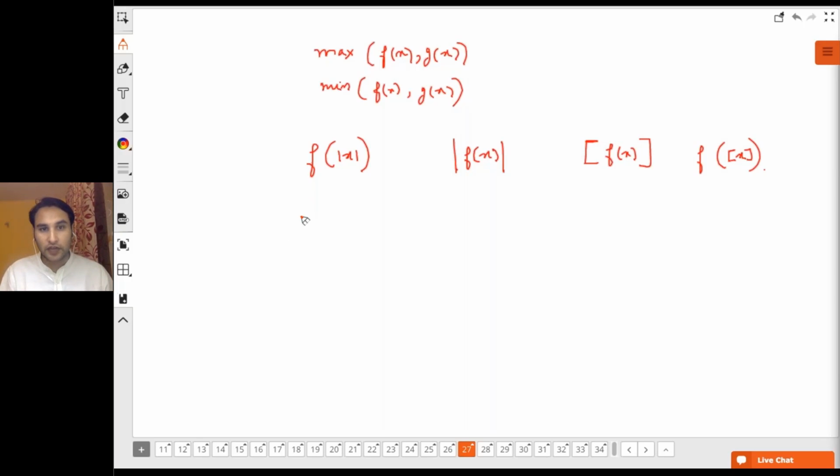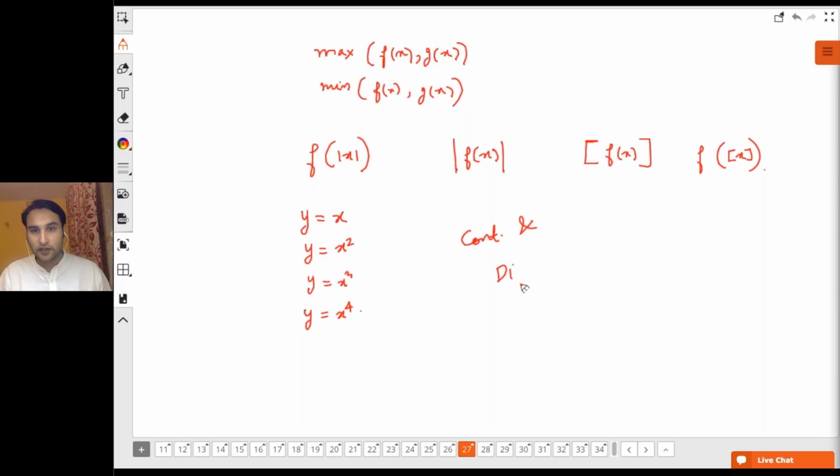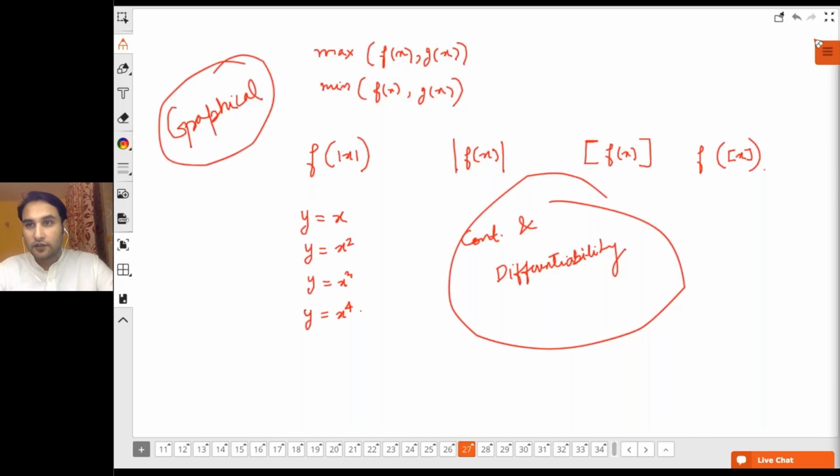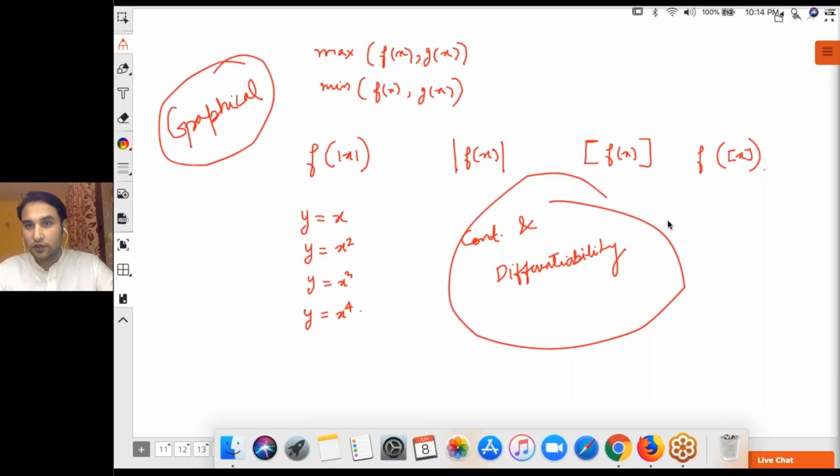Also, you learned today how the graphs of x, x square, x cube, x to the power 4 and so on compare. And finally, the usage of all these in solving the problems of continuity and differentiability. And trust me guys, the majority of the problems in IIT will be based on such concepts, which are super graphical in nature. Okay? So cool. So this is about it.